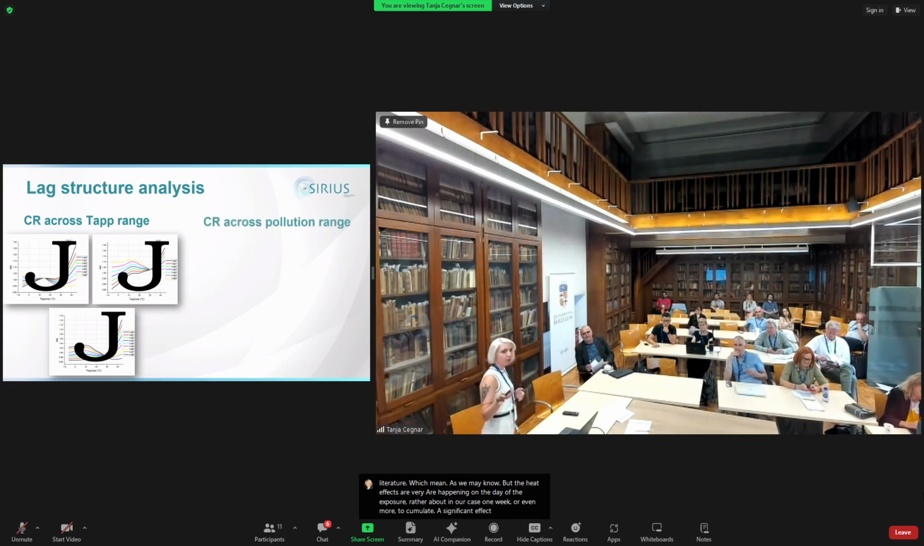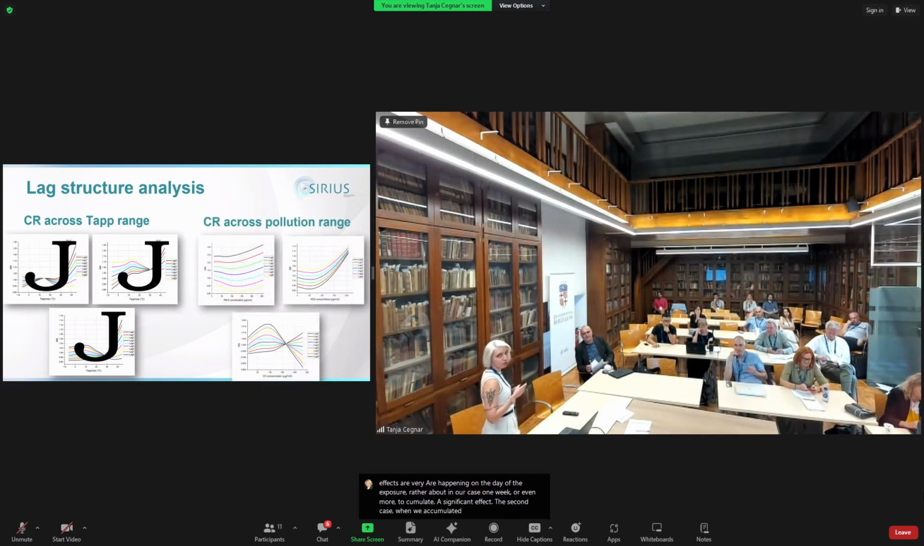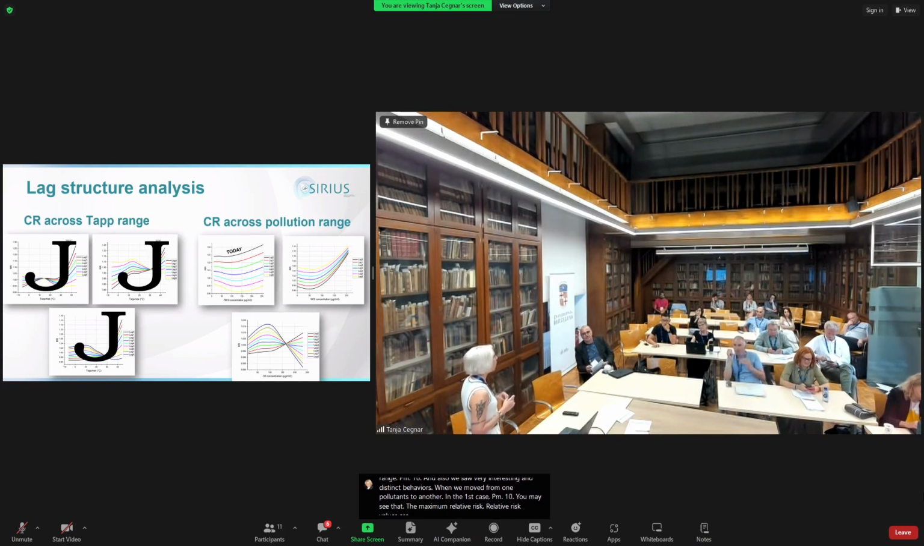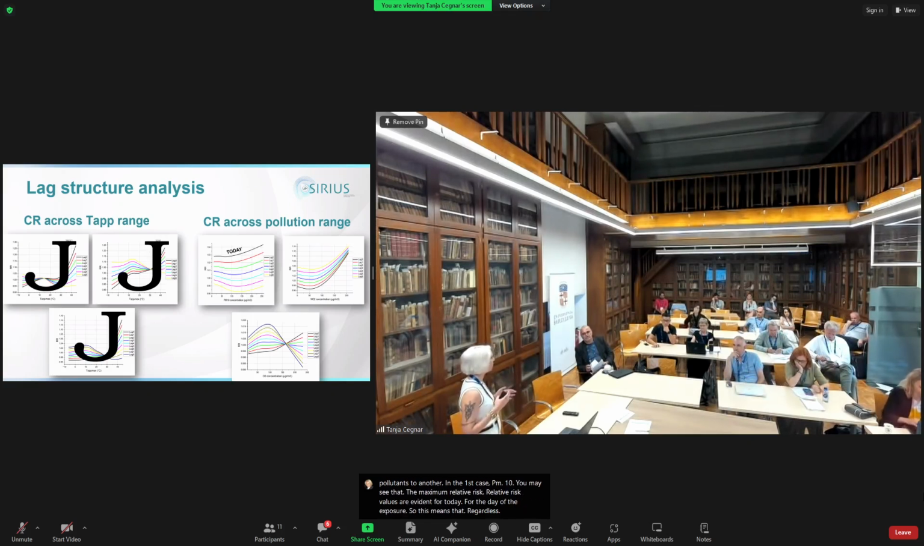The second case, when we cumulated the relative risk across the pollution range, PM10, NO2, and ozone, we saw very interesting and distinct behaviors when we moved from one pollutant to another. In the first case, PM10, you may see that the maximum cumulative relative risk values are evident for today, for the day of the exposure. So this means that regardless of the PM10 concentration we're experiencing, the relative risk is maximum on the day of the exposure, and it diminishes as time goes by until lag 6, which is a week after the exposure.